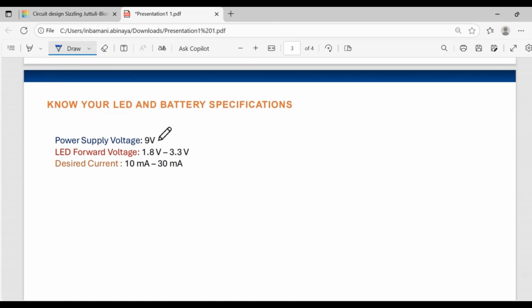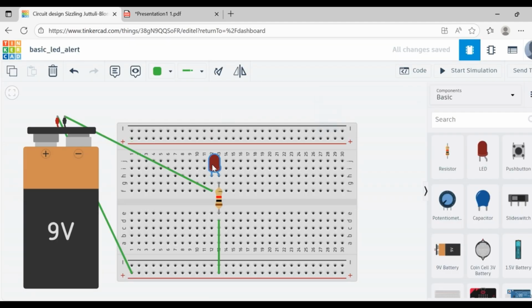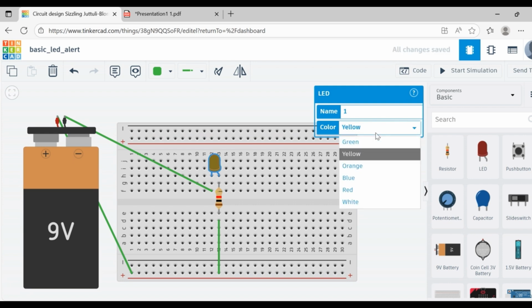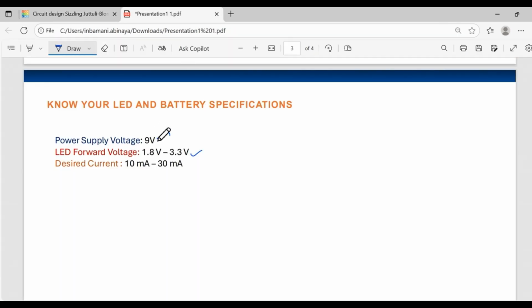So, the power supply voltage we have used here is 9 volt and the LED forward voltage is 1.8 volt to 3.3 volt. This difference is because of the changes in the color of the LED. You can change the color of the LED here as well. The desired current of the LED is 10 milliamperes to 30 milliamperes, the typical safe operating current for standard LEDs. Higher the current, brighter light but shorter lifespan.